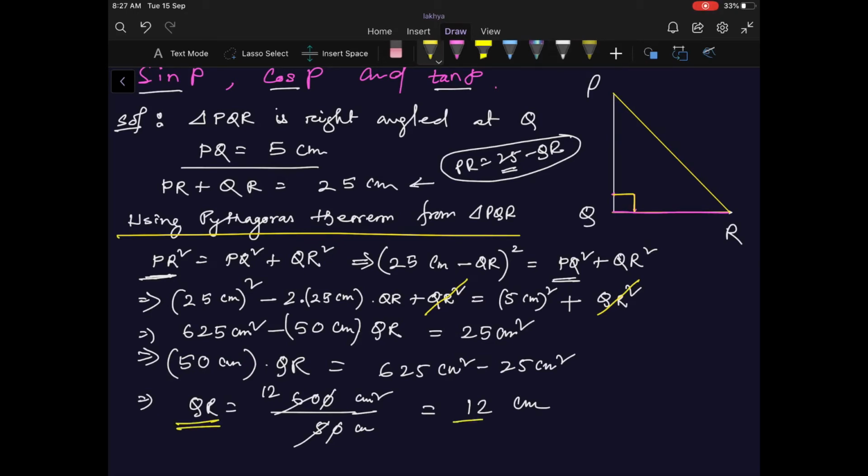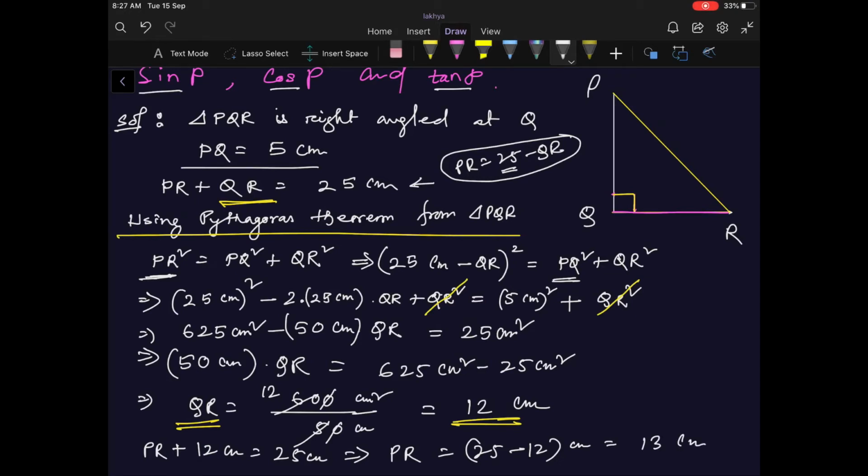So let us put this value of QR here. Then we will get PR plus 12 centimeter is equal to 25 centimeter. That implies PR is equal to 25 minus 12 centimeter, that's equal to 13 centimeter. Okay, so we have got the length of PR, QR and PQ now.